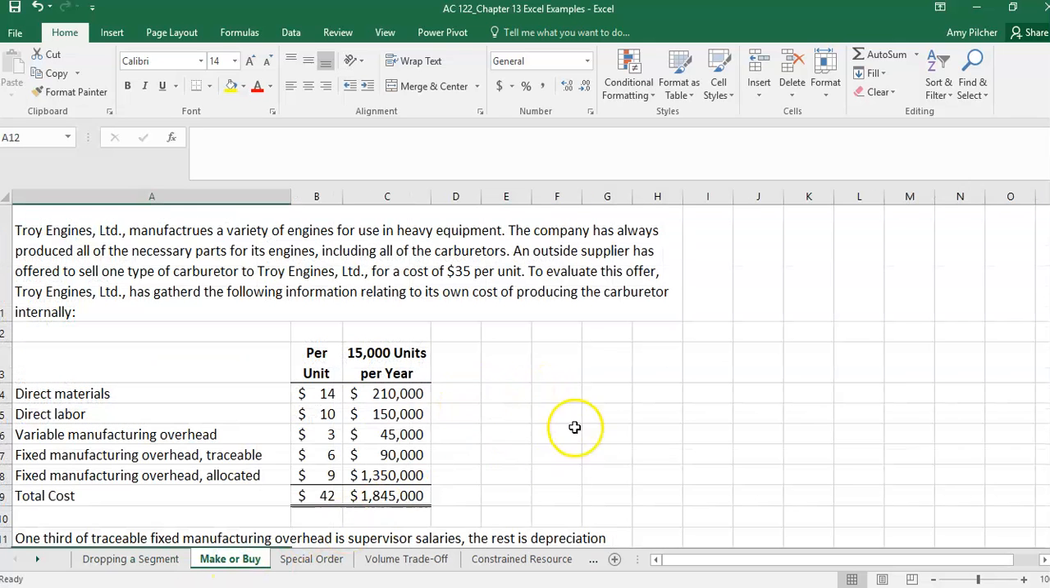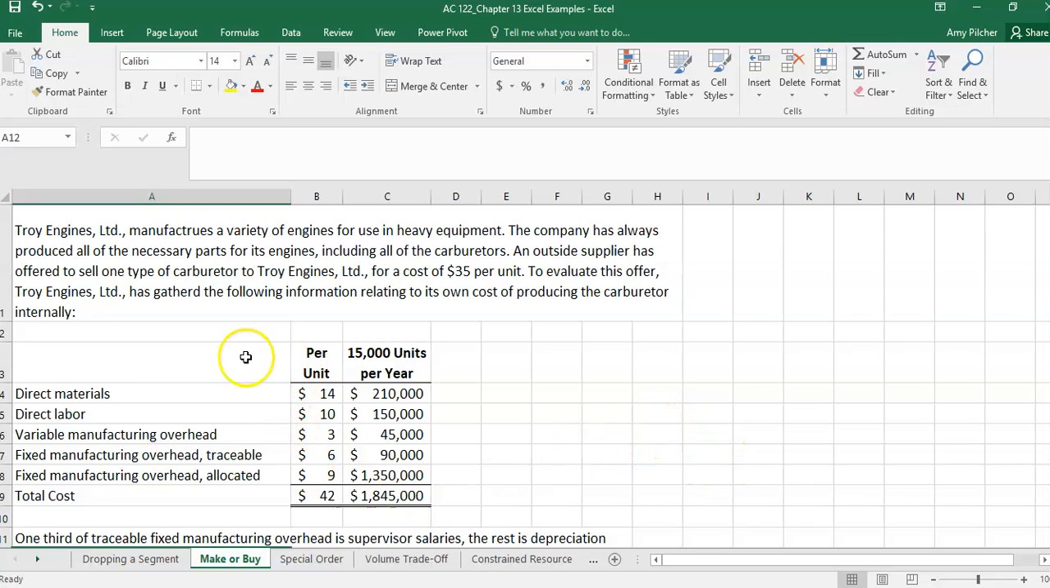The next decision that we're going to look at is a make or buy decision. In a make or buy decision, we have to decide if we're going to make parts in-house or if we're going to buy them from an outside supplier or outsource them. One of the things that we need to consider in a make or buy decision is an opportunity cost. So what is our opportunity if we no longer make this item? What can we use that increased capacity for if we're not making that item?